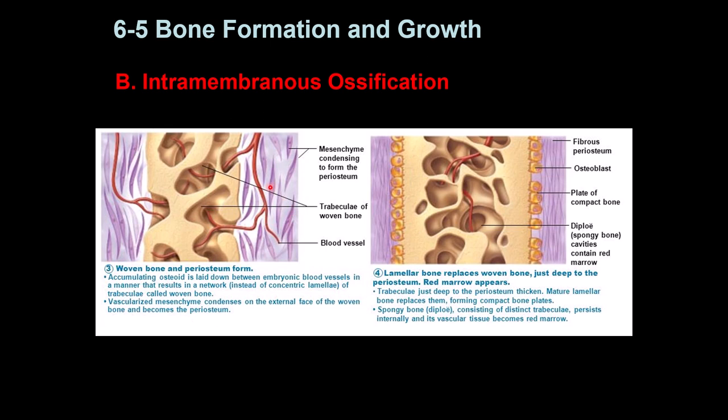So in the periphery, these mesenchymal cells are becoming more organized and they form periosteum. Now the blood vessels come here. Some of them will stay in the periosteum. Some of them go in the middle of the area that was making some bone. These are called woven bone because they are irregular in shape. They are soft. They are not very well organized.